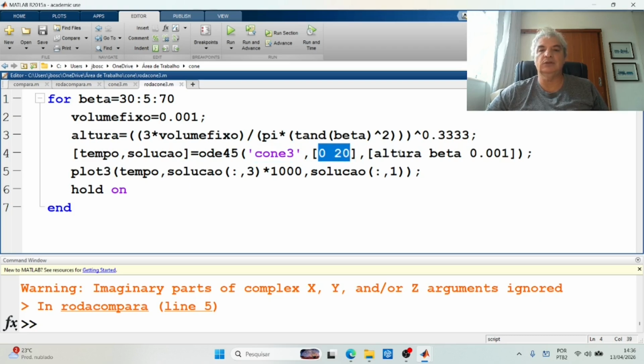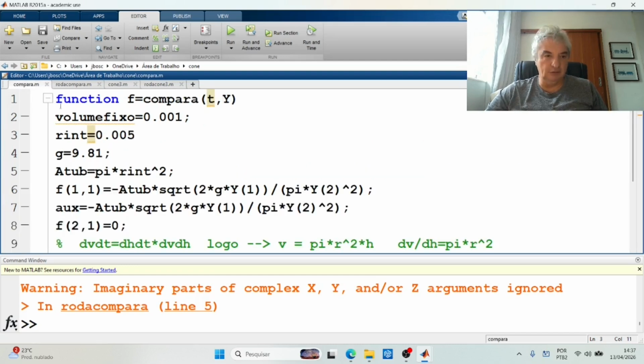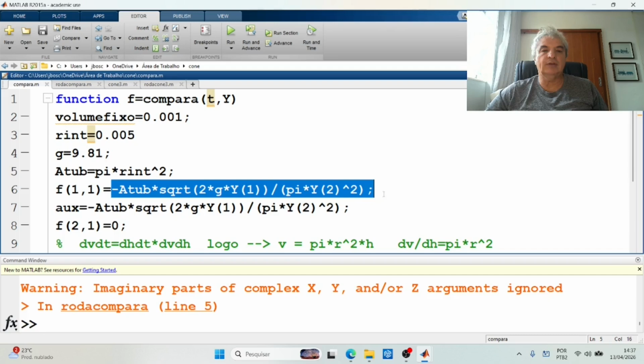The Cone 3 program, with time varying from 0 to 20, height varying, beta varying, will plot in 3D. I multiplied here for the answer to stay in liters. So, running the program, we see what will happen with the cone, and the same for the cylinder. The volume is 1 liter. The volume is fixed.